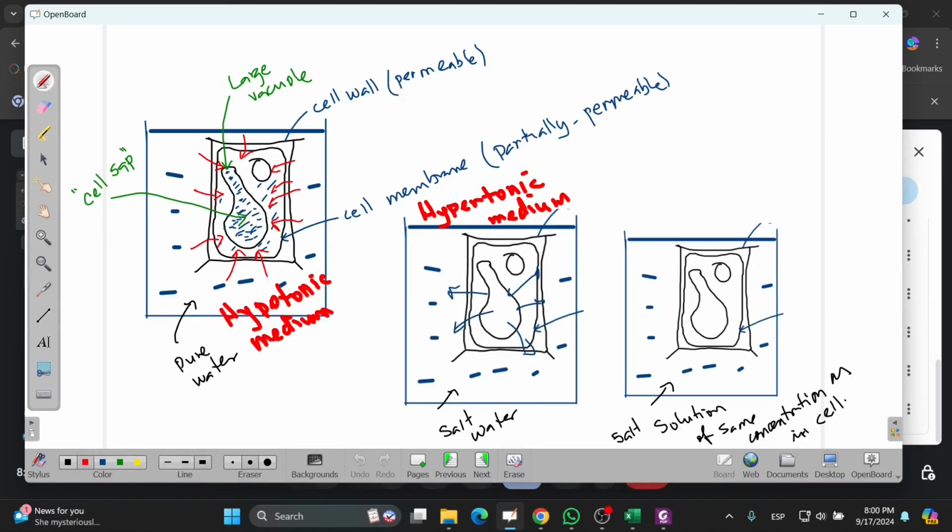What about here? If the outside is the same concentration as that inside the cell, remember what happens here is that water goes in and out of the cell through the cell membrane at the same rate, and then the cell would have not experienced any change, right? Because the medium outside is isotonic compared to inside.